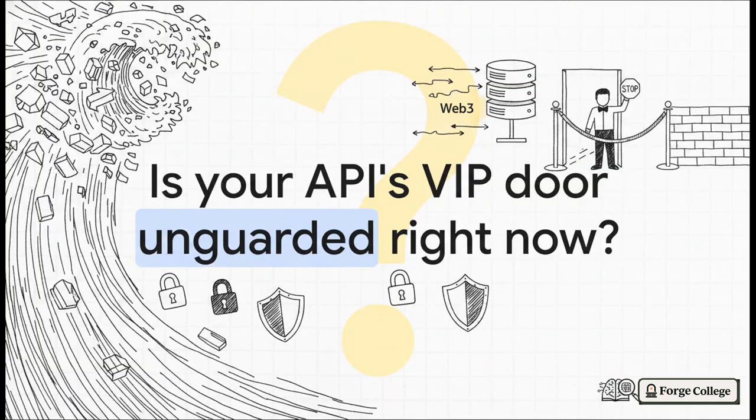So, I want to leave you with a question to ponder. If a massive Web3 traffic spike hit your application right this second, is your API's VIP door just sitting there unguarded? Keep that in mind as you review your own infrastructure.